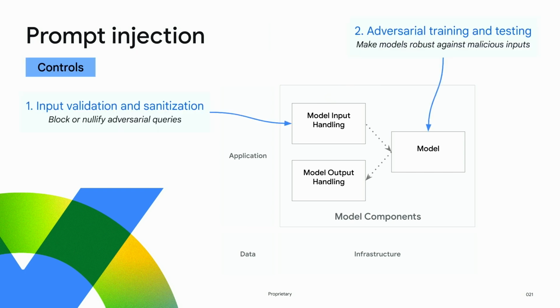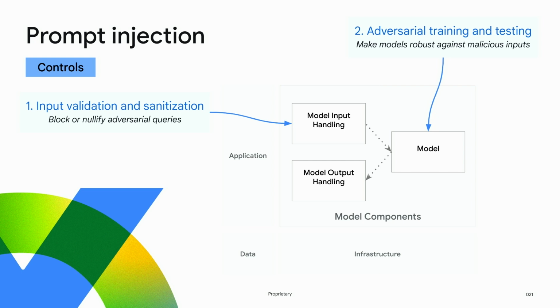How do you deal with that? Here are the controls that you'd want to think about. First, you do want to deal with malicious instructions. So you want to do input validation and sanitization to block or nullify adversarial queries. This is hard to do. You can't just do regex filtering. You should, for some of the more common examples, immediately be implementing some regexes. But models can be interacted with in common natural language.